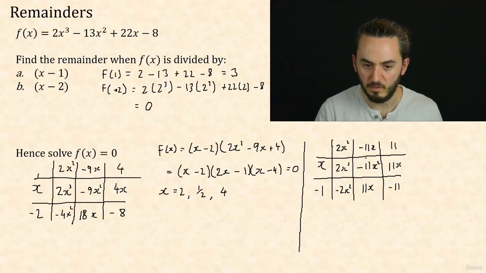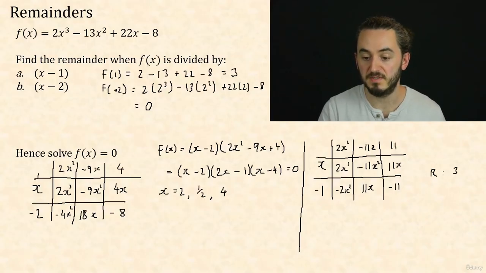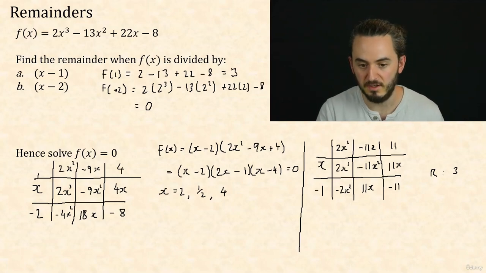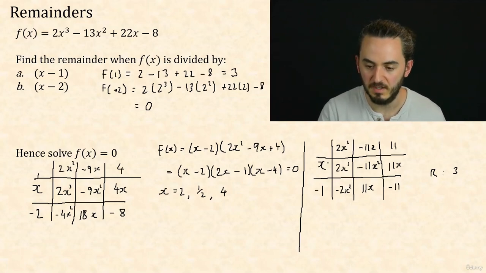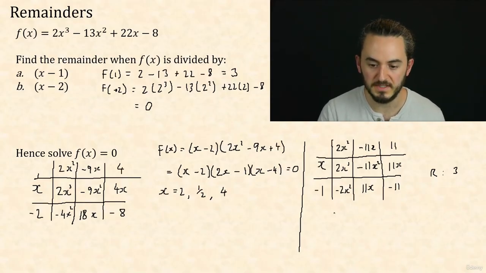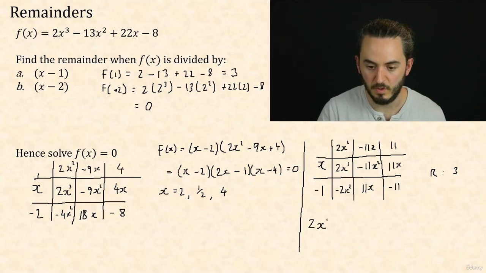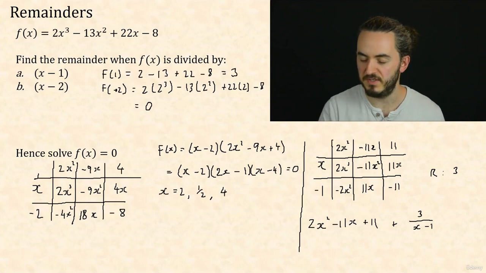Now, I wanted minus 8. I've got minus 11, so the remainder must have been 3, because minus 11 plus 3 gets me up to that minus 8. And look, that's exactly what we've got here. So remember, if we were wanting to write this out in quotient remainder form, the slightly grown up way of writing it, we would say that the answer, when you divide this cubic by x minus 1, is the quotient 2x squared minus 11x plus 11 plus the remainder over the thing we divided by. So that's the really sophisticated way of writing it down.